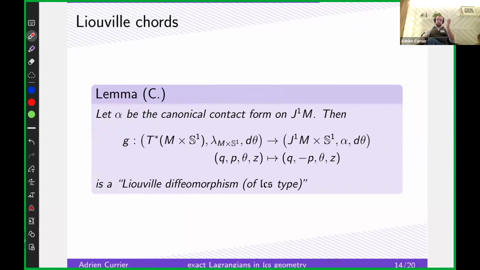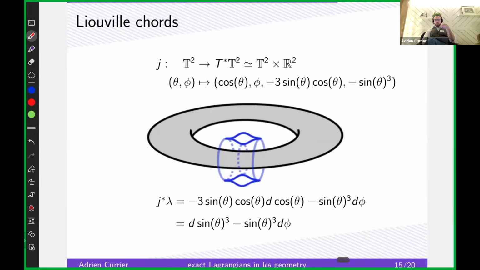So there's the following lemma, which is very easily proven. On the right, remember that we have the LCSization of the jet space, and on the left, we have the cotangent bundle of M cross S1. And so this means that as far as LCS geometry is concerned, LCSization of jet bundles and cotangent bundles of the manifold times S1 are exactly the same thing. And this is useful because it leads to a whole lot of examples.